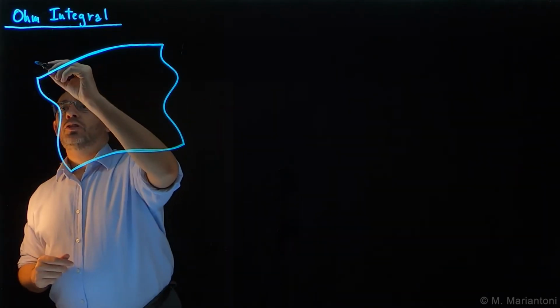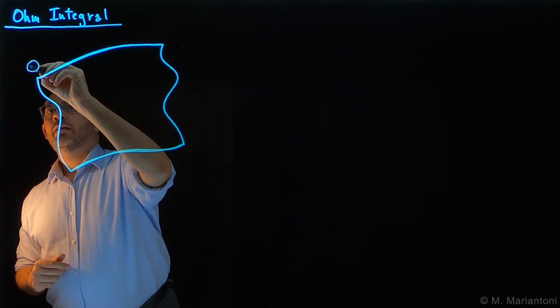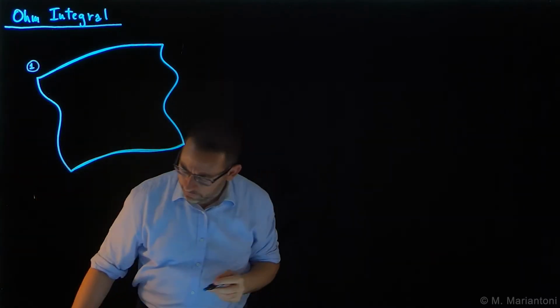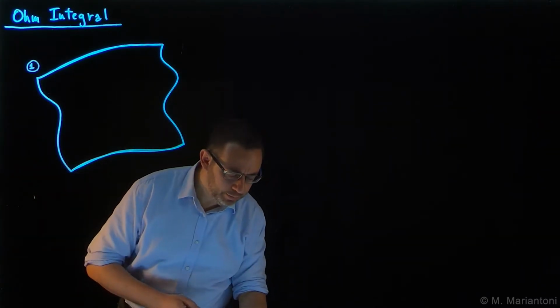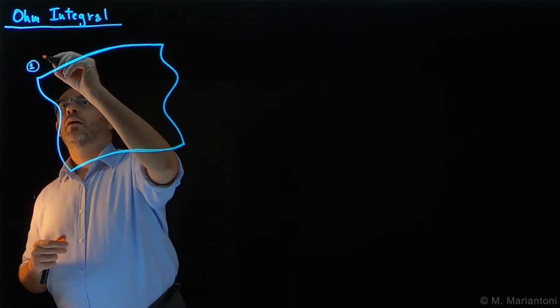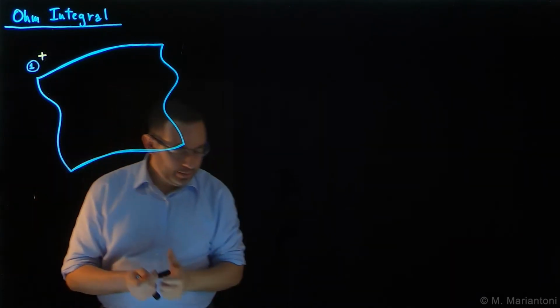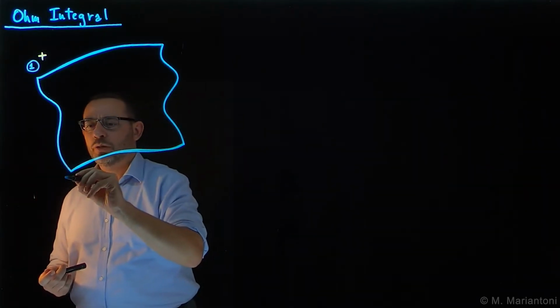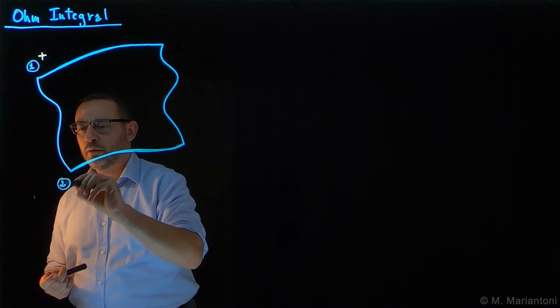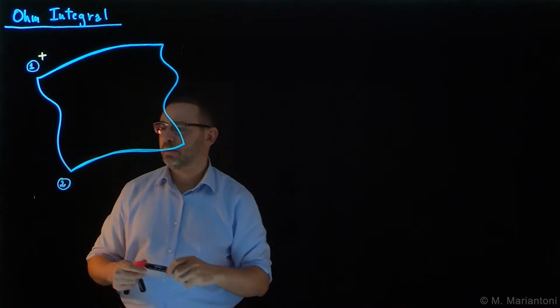So the top plate, we call it, as always, 1. This is the positive plate, the positively charged plate. Whereas the negatively charged plate, we call it 2, as always. It's down here.